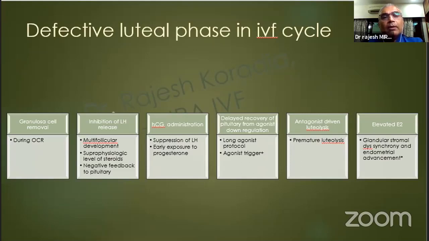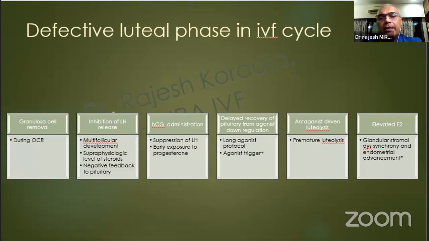So, why is there a defective luteal phase in the IVF cycle? It may be because a larger chunk of granulosa cells is removed during ovum pickup, maybe because of inhibition of LH release, multifollicular development, supraphysiological levels of steroids, or because of negative feedback to the pituitary. Maybe because of hCG administration, because of suppression of LH or early exposure to progesterone.